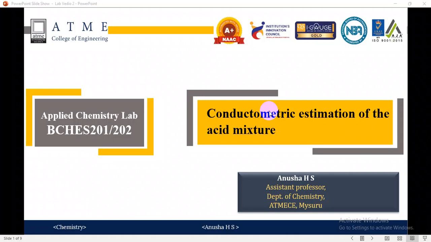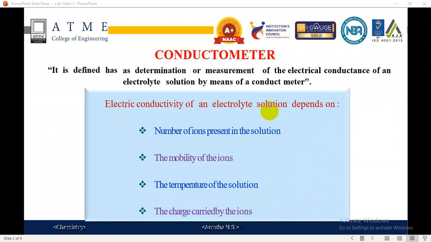Myself Anushka, Assistant Professor, Department of Chemistry, ETME, College of Engineering, Mysore. Today I am going to conduct the experiment: conductometric estimation of acid mixture.